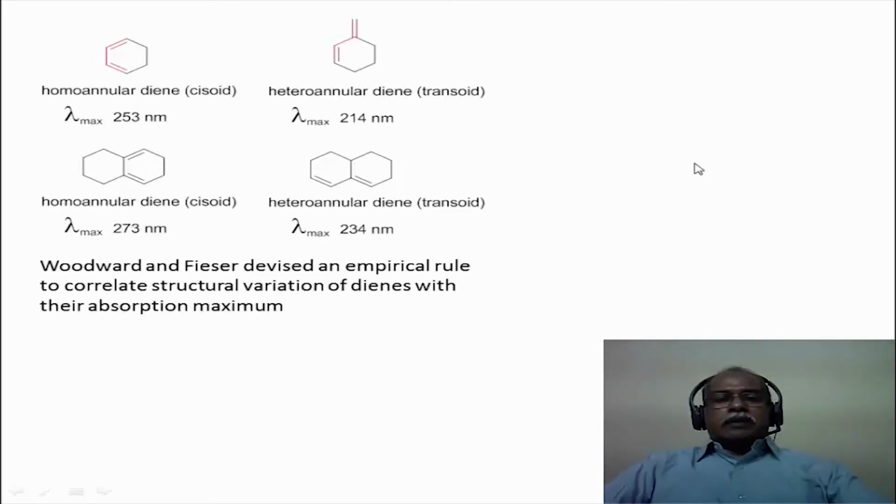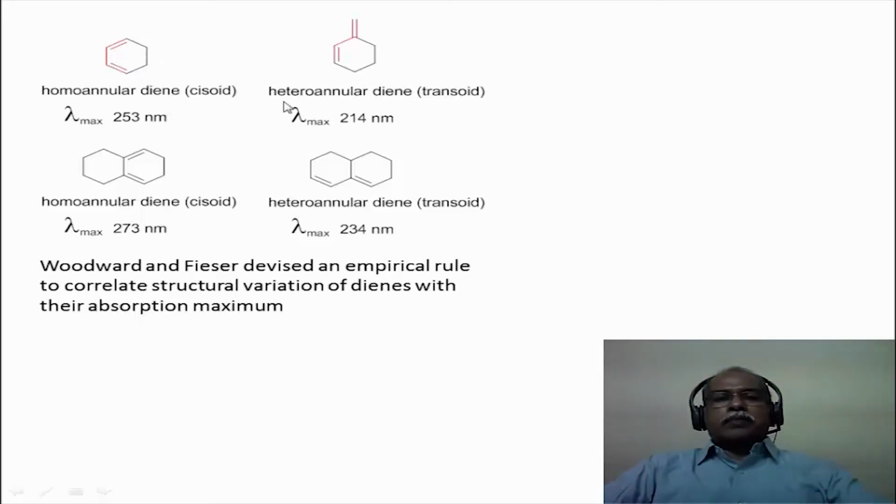Now, Woodward and Fieser have worked on a large number of steroid molecules, and based on their study, they have arrived at an empirical rule to correlate the structural variation of dienes with the absorption maxima. If we consider this particular diene, this is a homoannular diene because the two double bonds are part of one cyclic ring system, and they are also cisoid with respect to each other.